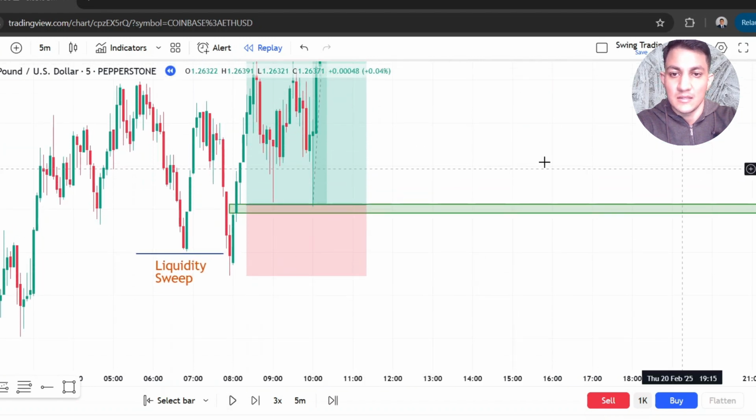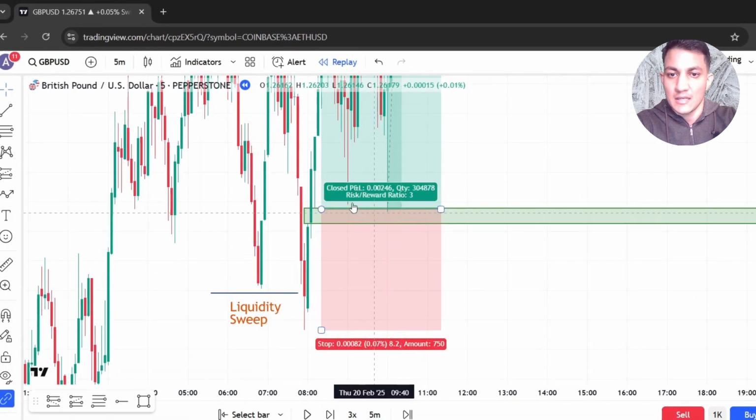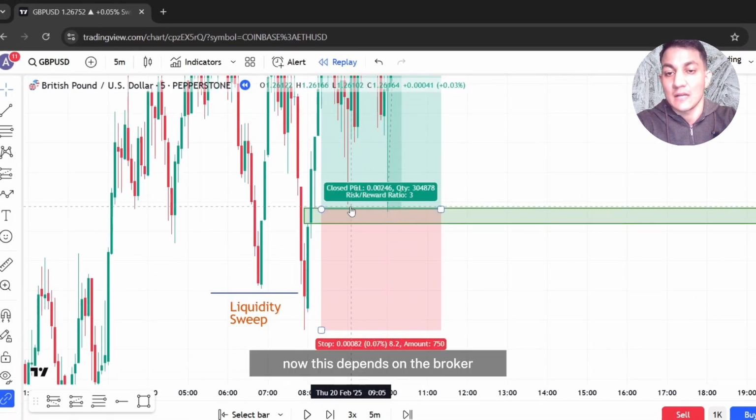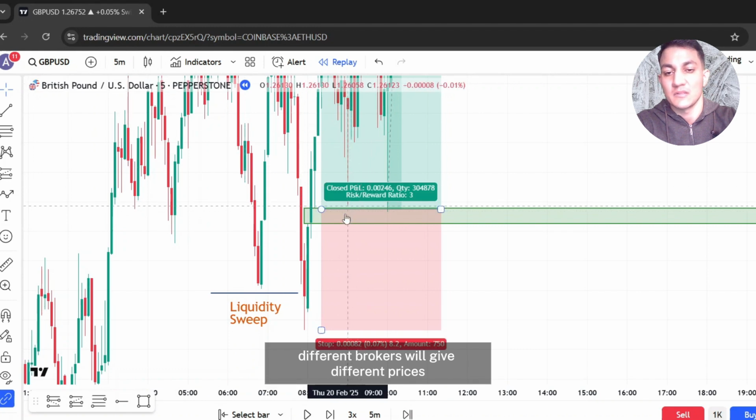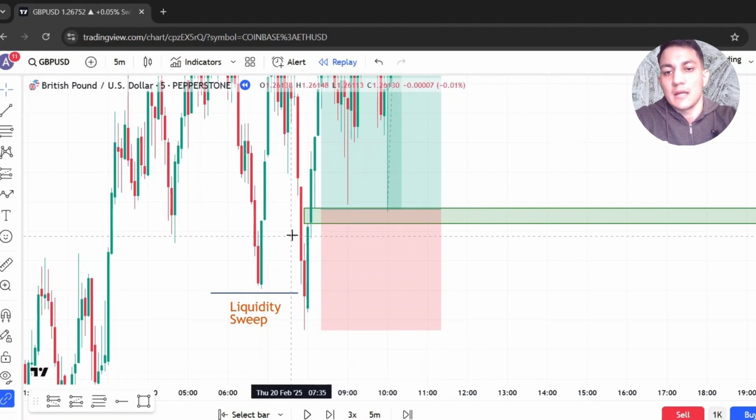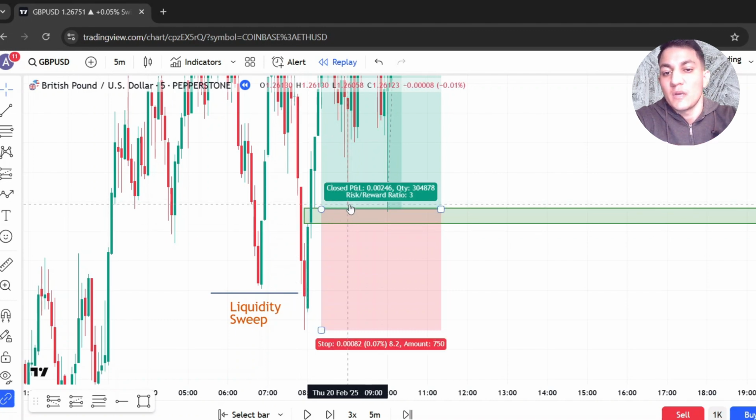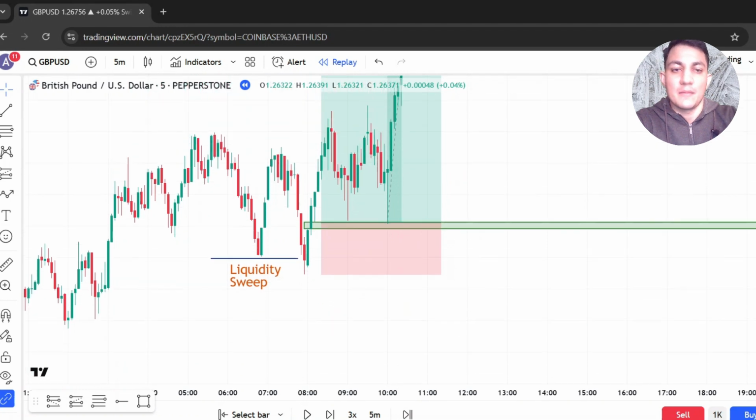Now, if you notice here, it just makes it a bit clearer. Right here, we missed the fair value gap entry. Now, this depends on the broker. Different brokers will give different prices. So depending on whatever platform you use, this wick here might have hit the fair value gap. But the second one, we get in the fair value gap, and then we let price do its thing, right?